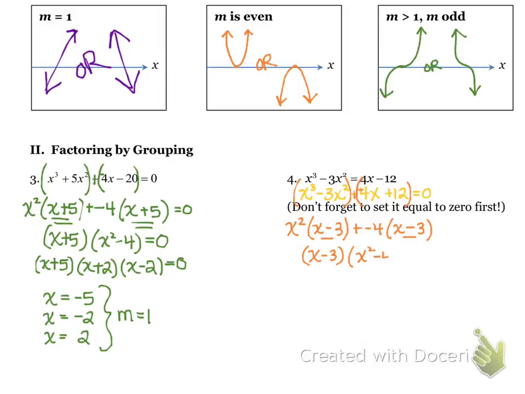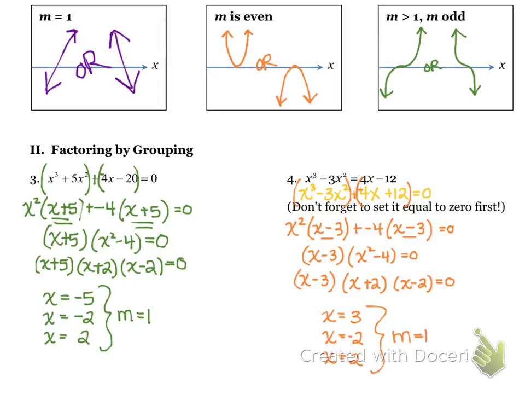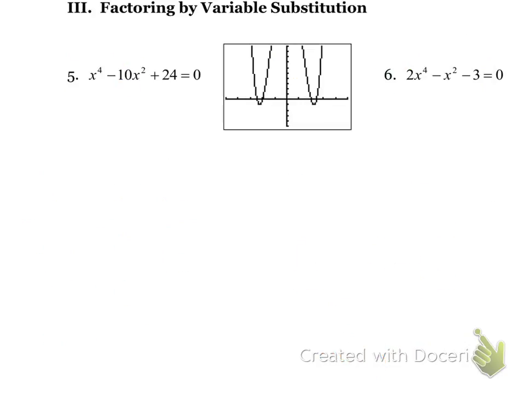And then again we have x squared minus 4, so we actually have to go one more step further and solve the difference of two squares. x plus 2 and x minus 2. So the zero product property says that we have zeros at x equals 3, x equals negative 2, x equals positive 2. And again, they all have a multiplicity of 1 because each of these linear factorizations has a degree of 1.